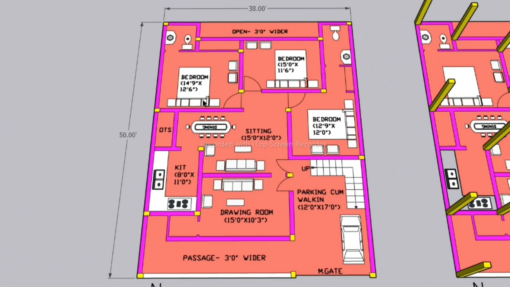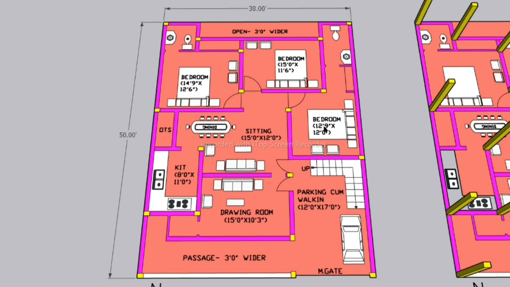The whole plinth area of the house is 50 feet in length and 38 feet in width, right? And the parking cum walk-in is 12 feet by 17 feet, which is in front of the main gate. The front passage of the house is 3 feet wide. The drawing room and the sitting area are very close to the main entrance for convenience, right? The kitchen is located next to the dining so that food can easily be served. And both the bedrooms are much closer and adjacent to the central sitting area, right?